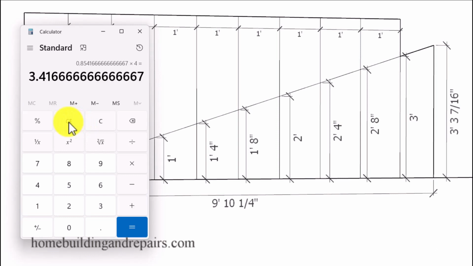Now let's go ahead and clear this, and let's just say that I converted this to our decimal, and I'm going to add this to this, making 9.8541. So here's the 9 feet. Here's the decimal that was converted from 10¼ inches. And I can simply multiply this times our rise to get 39.4164, or 3 foot 3 and 7/16 of an inch.